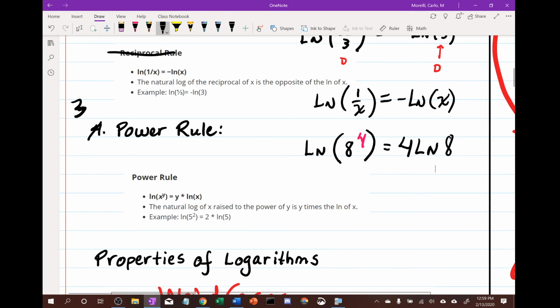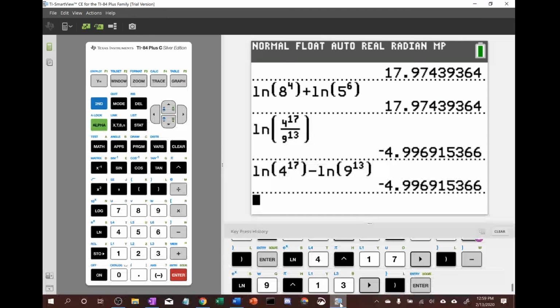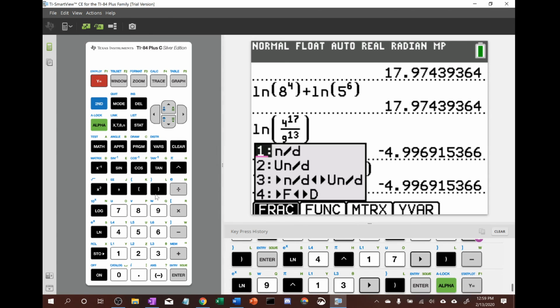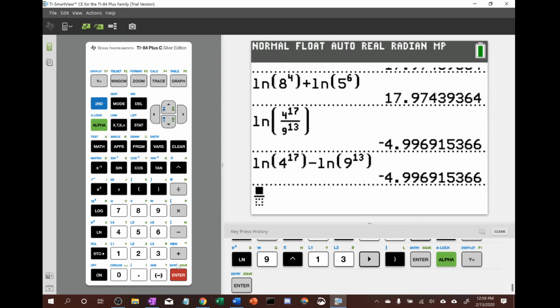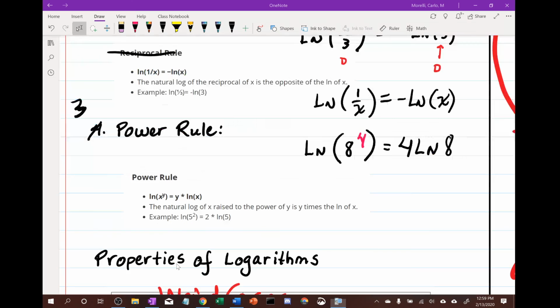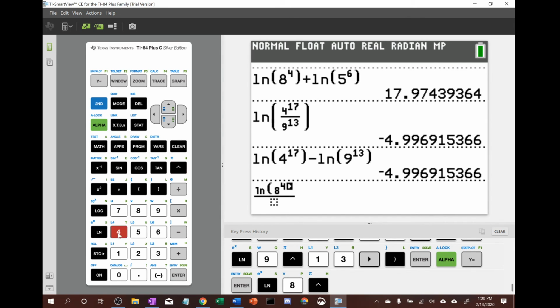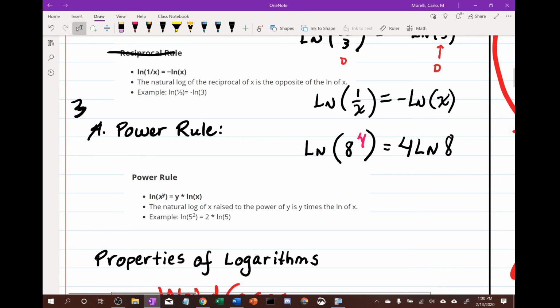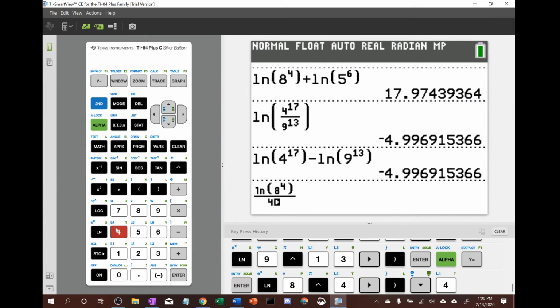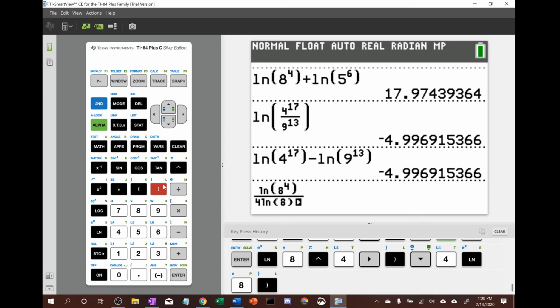Let's go to our calculators now, ladies and gentlemen. We're going to hit alpha, y equals, and enter. So we have a fraction. What we're going to do is put ln of 8 to the power of 4 in the numerator. Ln of 8, tiny house top 4, close parentheses, over, and then in the denominator, I want you to put 4 ln 8, close parentheses.